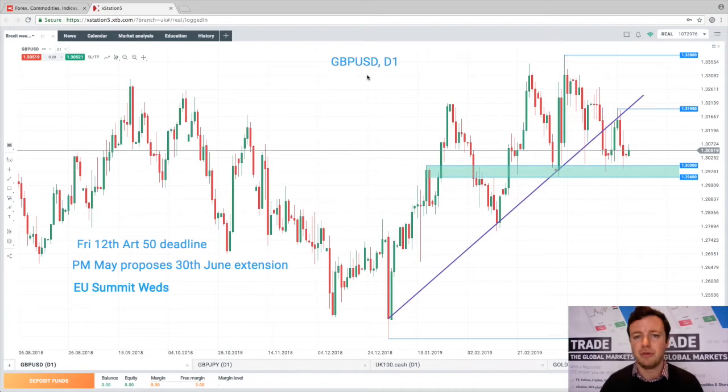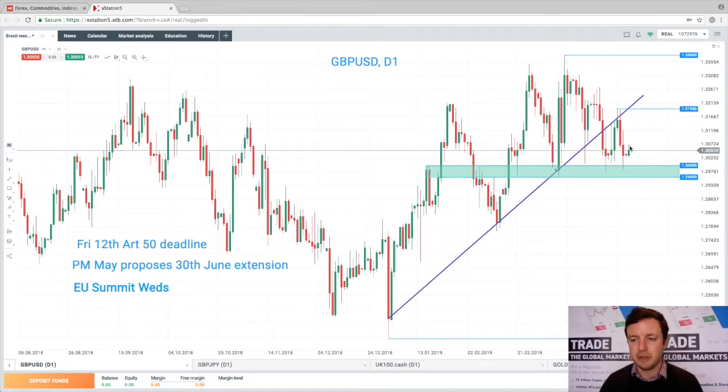So here I've got a chart of the pound US dollar on daily. This support region once more from 129.60 to 130 held on Friday. You can see we got a drop down into this area, dropped below 130, but buyers stepped in, and today we've seen a bit of a bounce and we're currently trading around 130.50.